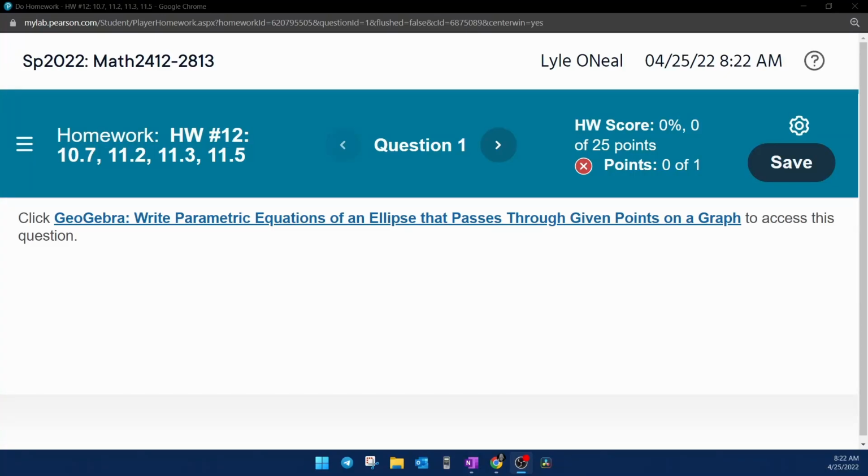Right, here we go. Question number 1 from our Precalculus homework number 12 in MyLab Math. We're going to start off with a GeoGebra question. They want us to write parametric equations of an ellipse that passes through given points on a graph. So we're going to need to click this link to open our GeoGebra window.